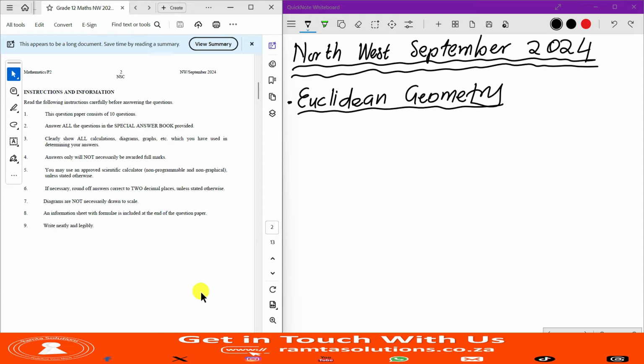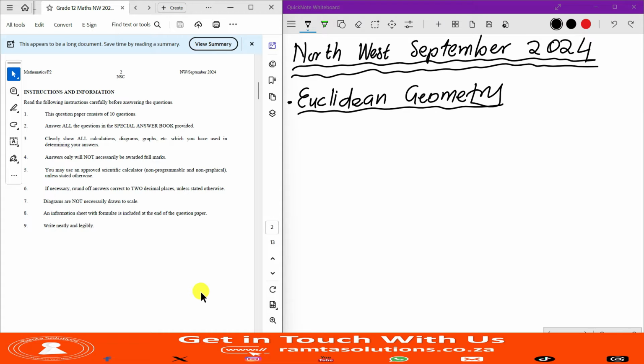So I will begin. Instruction 2, answer all the questions in the special answer book provided. We don't have that, so we will skip it. Instruction 3, clearly show all calculations, diagrams, graphs, etc., which you have used in determining your answers. Instruction 4, answers only will not necessarily be awarded full marks. So it's important, it's linked to instruction 3.